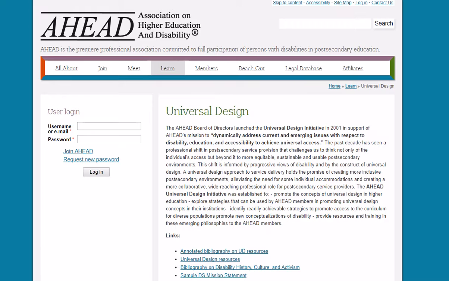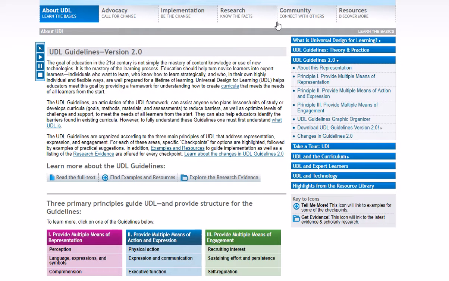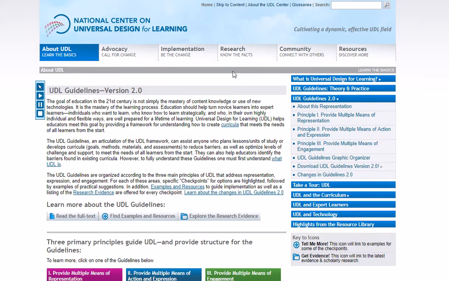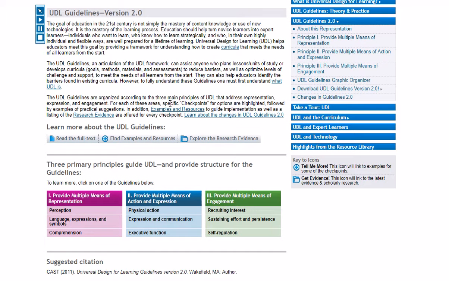The second thing we're going to look at is from the National Center on Universal Design for Learning, looking at their Universal Design or UDL guidelines. This is the second version. Going through the three main areas, we provide multiple means of representation, looking at perception, language, and comprehension; multiple means of action and expression: physical action, expression and communication, and executive function; and then multiple means of engagement as far as recruiting interest, sustaining effort and persistence, and then self-regulation.